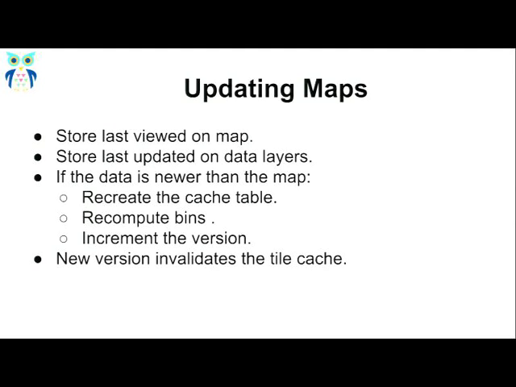I store on every map when it was last viewed, and I store on all of my data sets when I last updated the data. And so if the data is newer, it's just like when I've edited a map: I recreate the cache table, I recompute the bins, I increment the version, and going back to what I was talking about in the beginning, that invalidates the tile cache on S3, and all of the tiles get made anew.